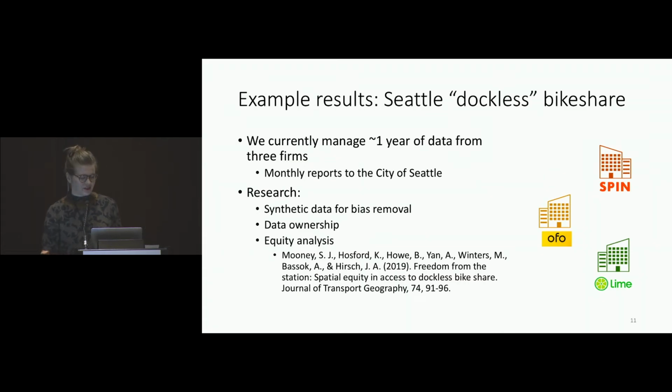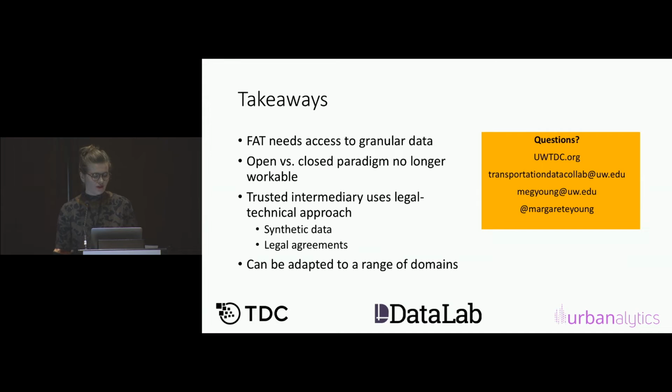We currently have a pilot version of the data trust that manages data from three bike share firms in Seattle. Having access to this data has made a set of research agendas possible on equity in transportation service provision, bias remediation, and data ownership. Overall, we do think that this is a viable approach for others who need access to granular data for algorithmic accountability and fairness research. Rather than working within an open or closed paradigm, the data trust is intended to be a third way forward that uses legal and technical means together to protect sensitive data. Our hope is that this model will be adopted in other domains.